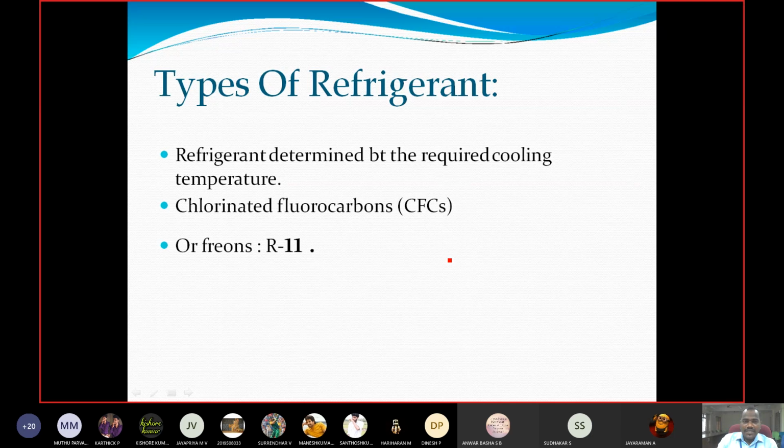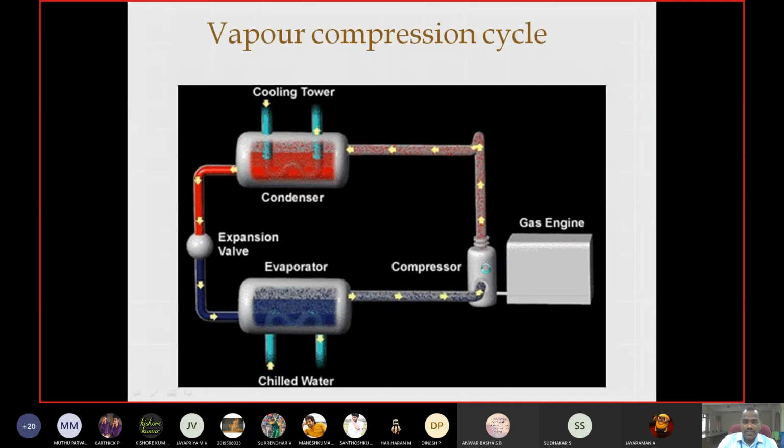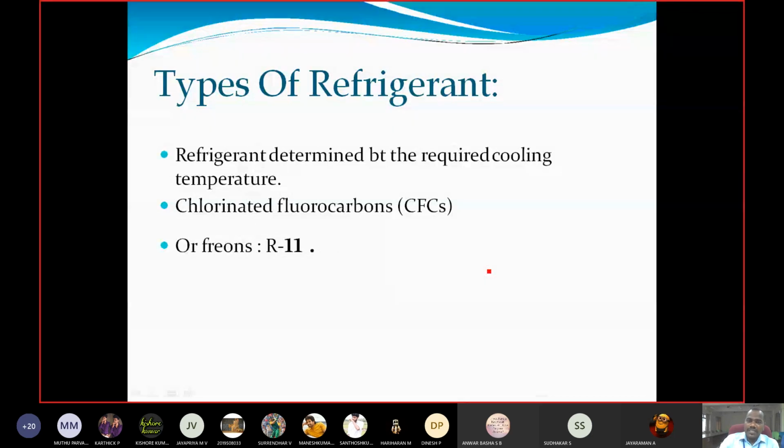So we have the types of refrigerant used in the VCR, that is chlorinated CFCs, chlorinated fluorocarbons. Then also we can have freons, that is R11, in this VCR refrigeration system. So these refrigerants are determined by the required cooling temperature, which is important here. Because of that, we are using CFCs and R11 in this VCR system. There are a lot of refrigerants available, but mainly we will use CFCs and R11 in this VCR refrigeration system.